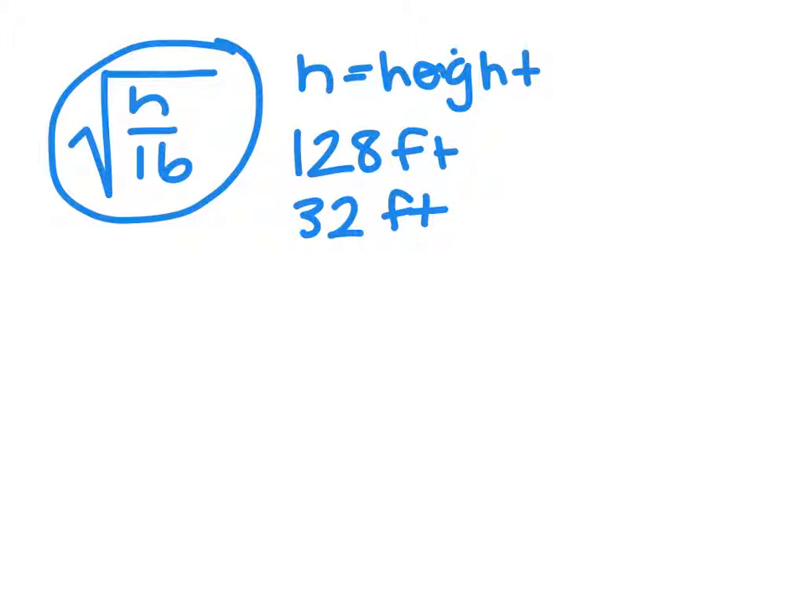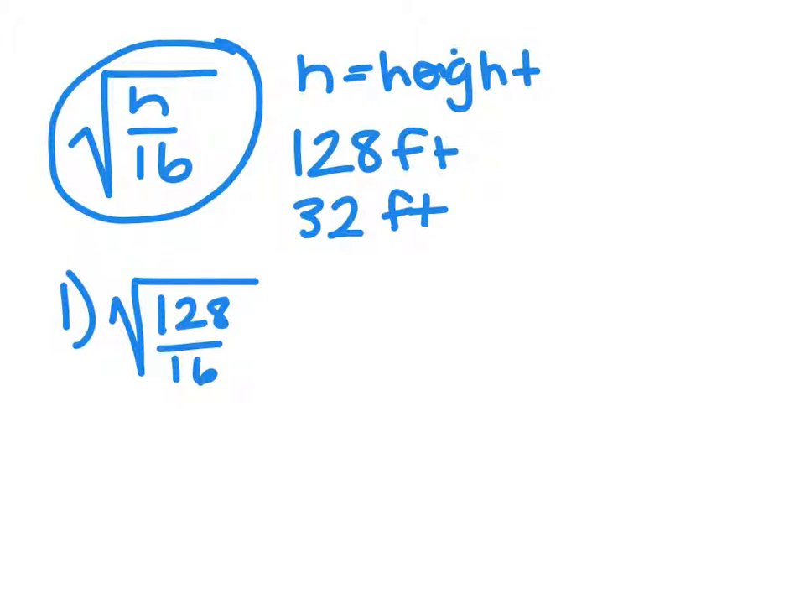Okay, so the first thing we'll need to do is find the time when h equals 128. So that's number 1. Let's go ahead and do that. So we have the square root of 128 over 16. So what do you think is the first step we want to take here? We just simply want to divide 128 by 16 and hope that we get a whole number. And we do. We get 8. So the square root of 8 is the answer to that step.